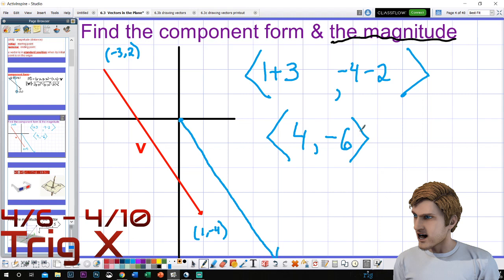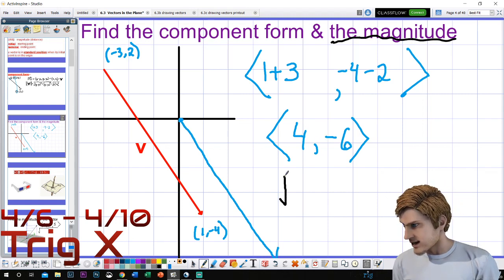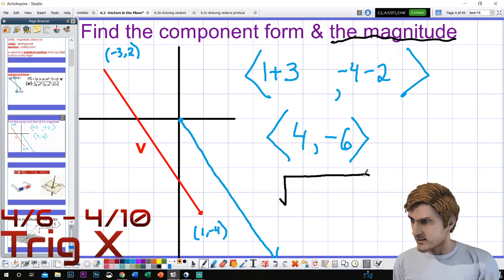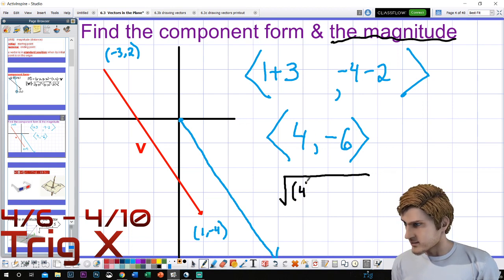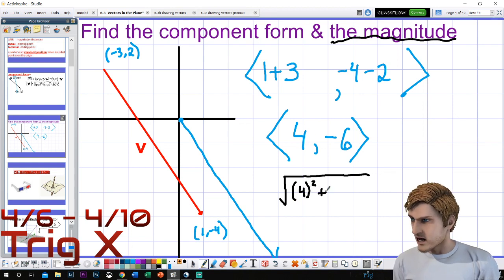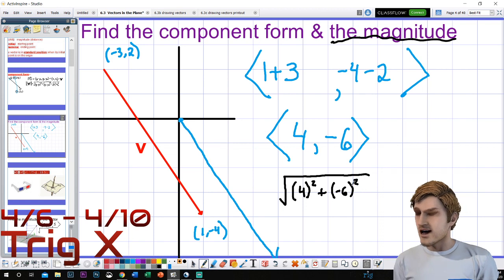So let's go back and do this magnitude. We found the component form, but I realized just now I didn't do the magnitude. So here's all you're doing. You're going to take whatever the x part is and square it, and then add to that whatever the y component of that was. Square them, add them, and then square root the answer.